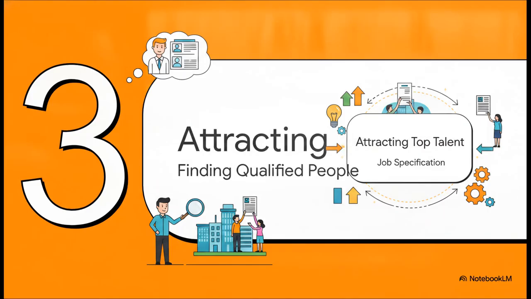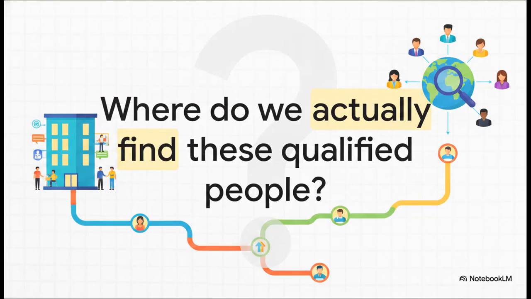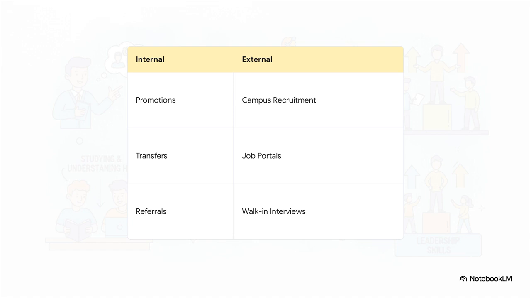All right, let's jump into Section 3, strategies for attracting talent. So here comes the million-dollar question for literally any HR manager. Where do we actually find these qualified people? Do we look inside our own building or do we need to look outside? You essentially have two main routes here: internal versus external recruitment.